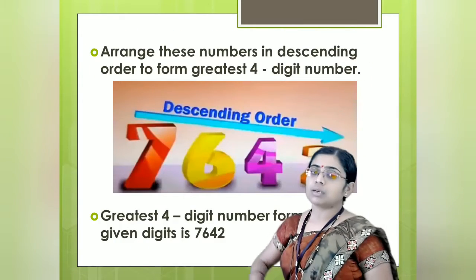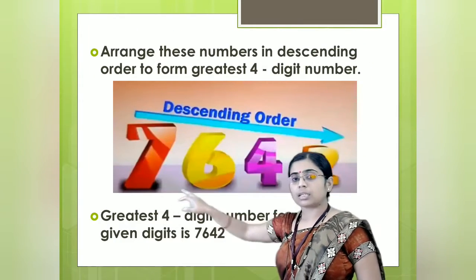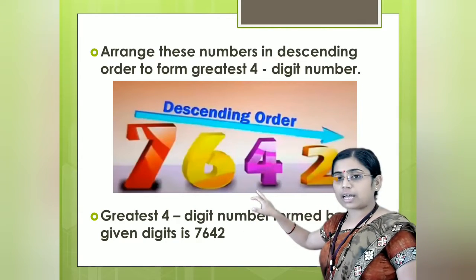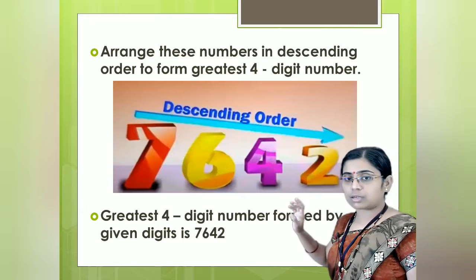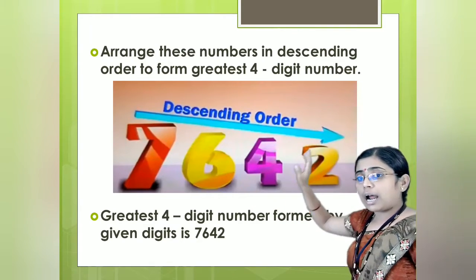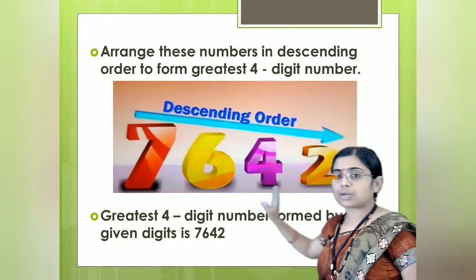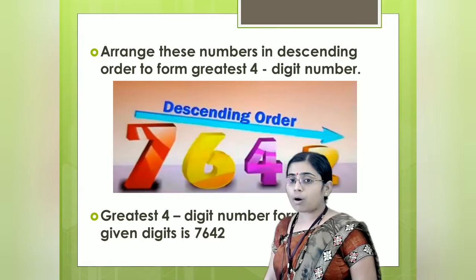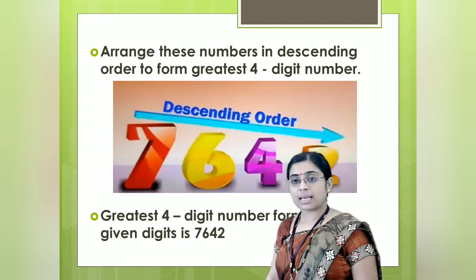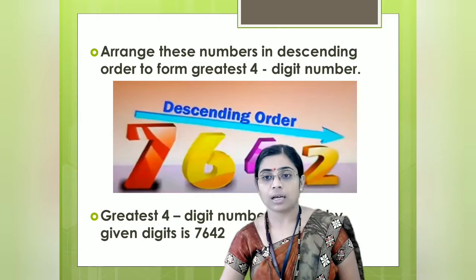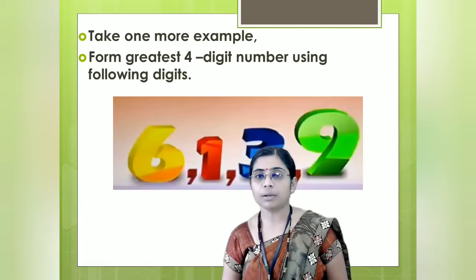In this number, 7 is the greatest number, then 6 is little small number, 4 is little small than that, and 2 is the smallest number. So we arrange these numbers in descending order and place them from left to right. So we got greatest 4-digit number formed by using given digits is 7642.